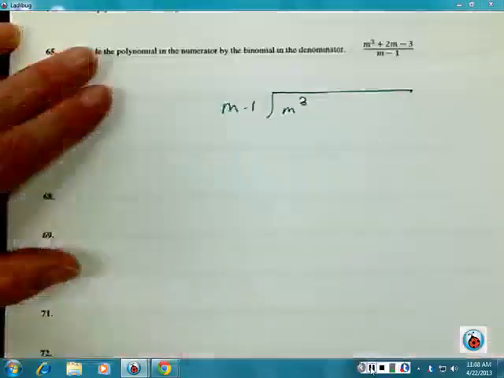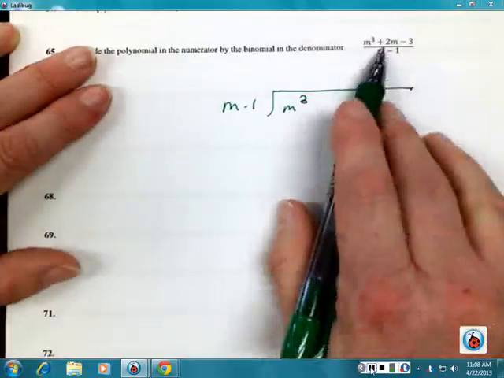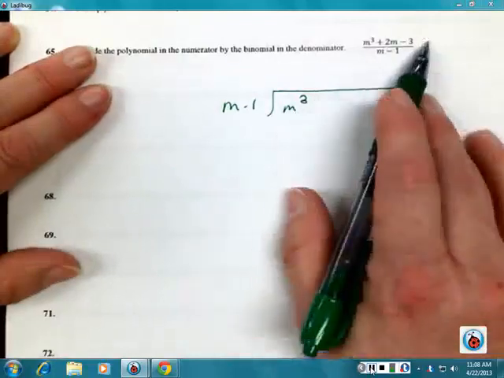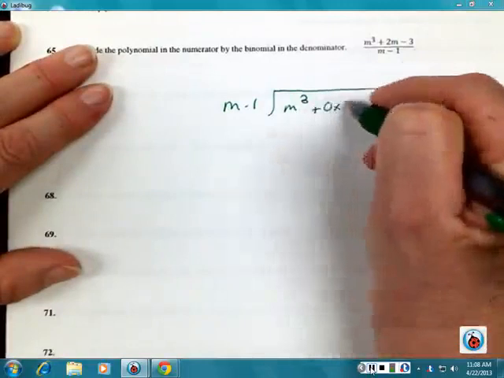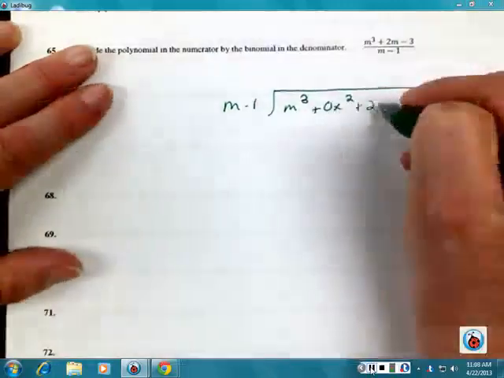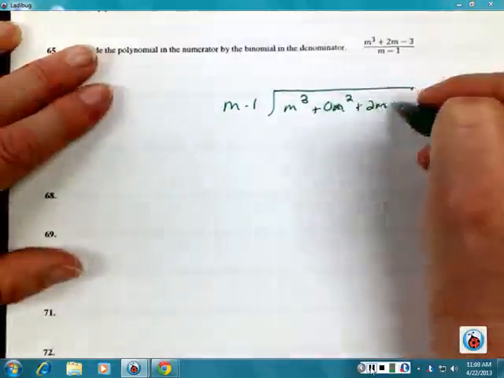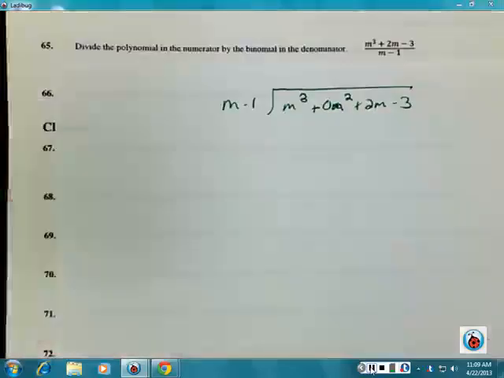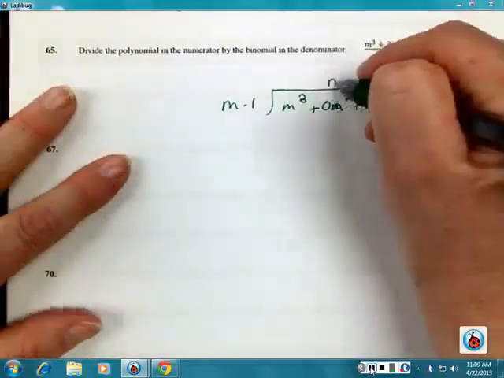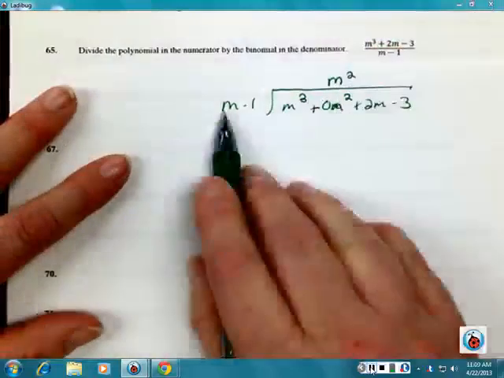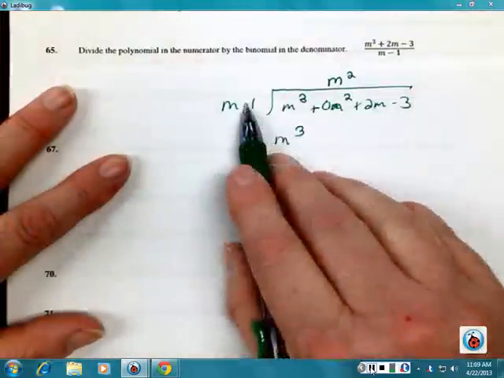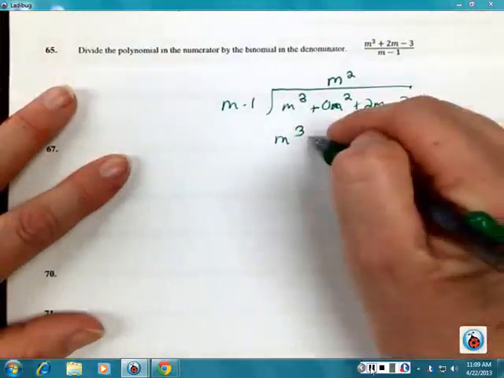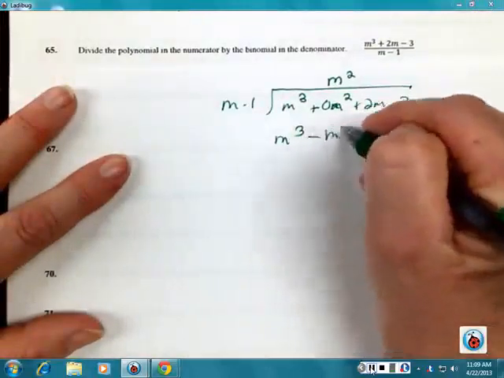But what do I have to have? I can't just leave that as written because I have something missing. Remember, don't forget your plus 0m squared, plus 2m minus 3. This is an m, sorry. And then for m cubed you have to have m squared. m squared times m is m cubed. m squared times a negative 1 is minus m squared.